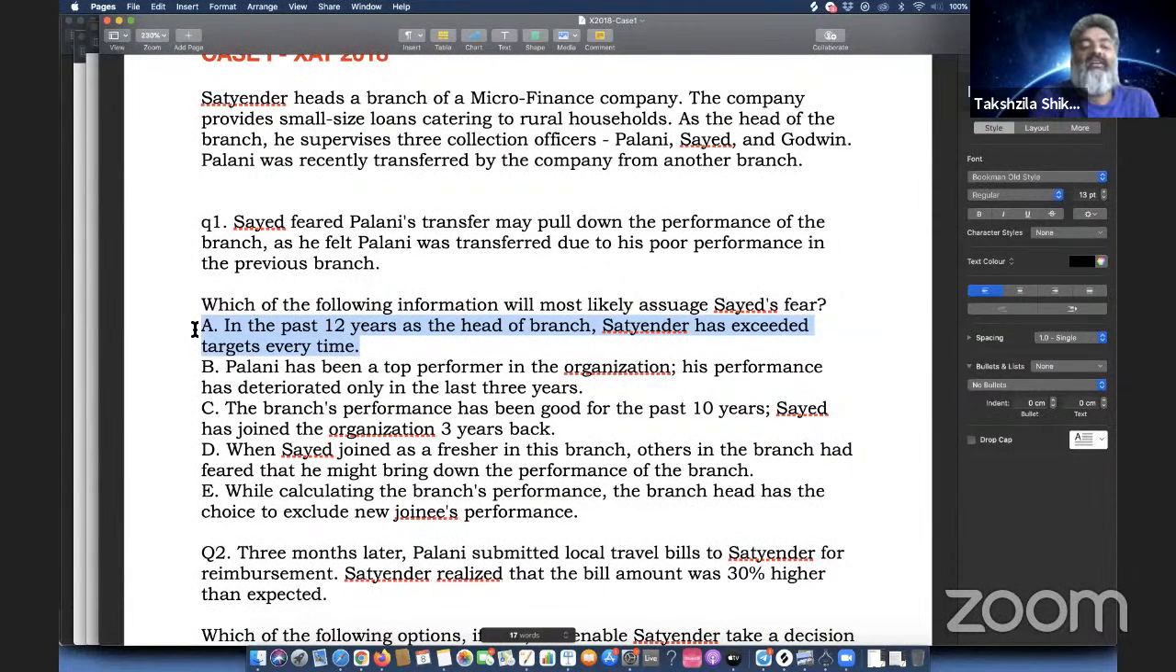A says, in the past 12 years as head of branch, Satyender has exceeded targets every time. My counter argument, and you have to run this in your own head all the time: yes, Satyender has exceeded it every time, but all those times Palani, or a person like Palani who is here because of bad performance, was not there. So even if Satyender is great, the claim that this newcomer will pull down the performance still holds true. So A does not work for me.